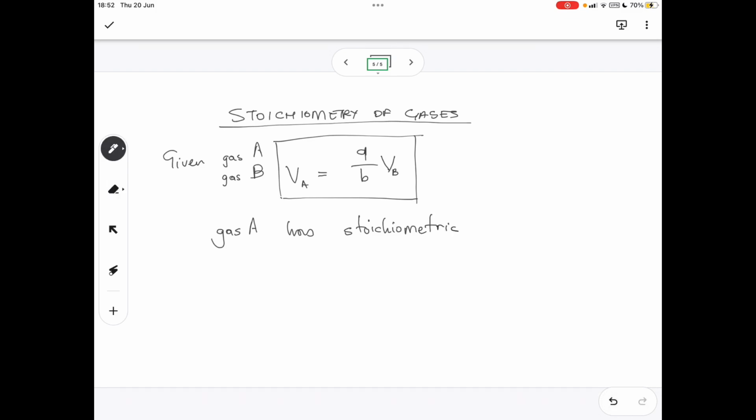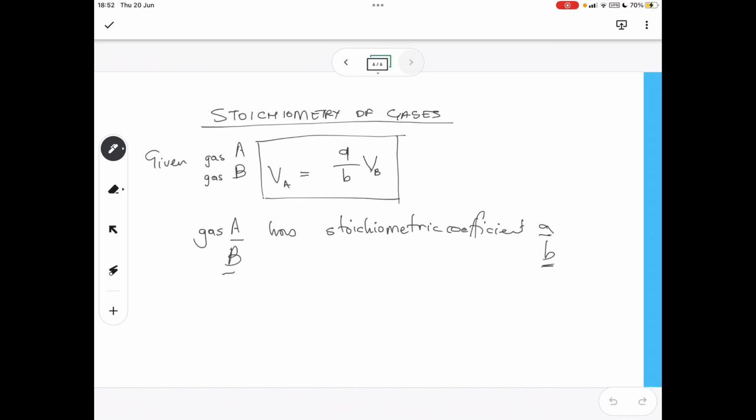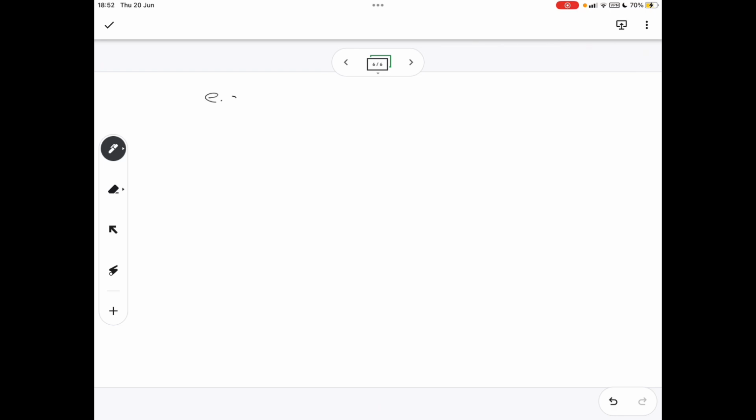So gas A has stoichiometric coefficient A, and gas B has stoichiometric coefficient B. So the ratio of those stoichiometric coefficients is multiplied with one of the gases. So we're going to apply that to hydrogen gas mixing with oxygen gas.